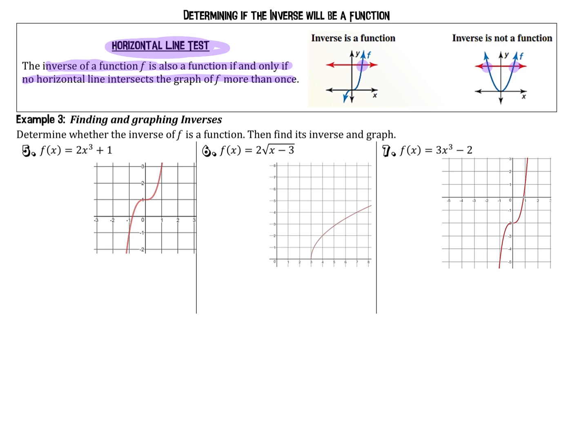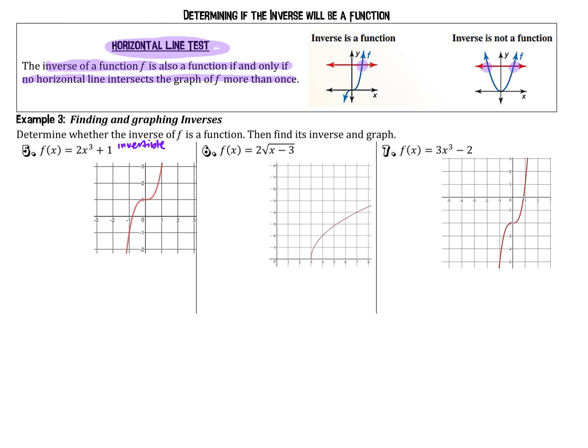So if a horizontal line only crosses a function once, then the function is invertible, or the inverse is also a function. So let's use the horizontal line test just to look at these 3 examples below and decide if their inverses will also be functions. So on number 5, if I draw a horizontal line, it doesn't really matter where I draw it. It's only going to cross once, and that means that number 5, the function 2x cubed plus 1, is going to be invertible. And I'm just going to make a little note, invertible. Or you could write that the inverse is going to be a function.